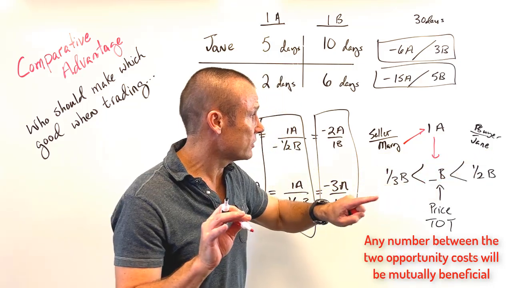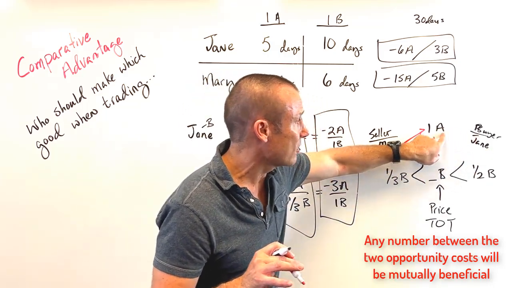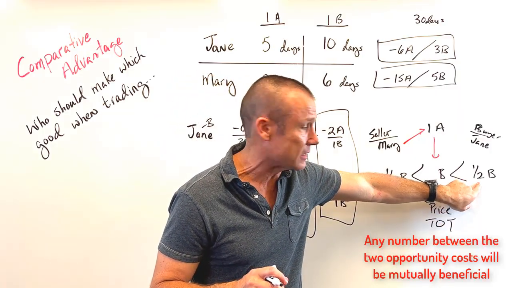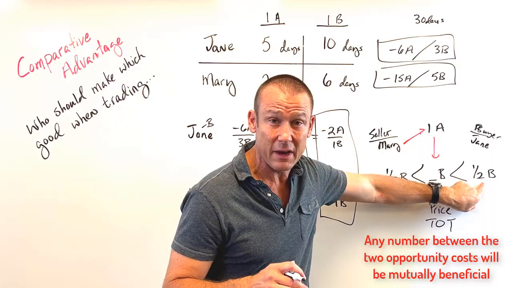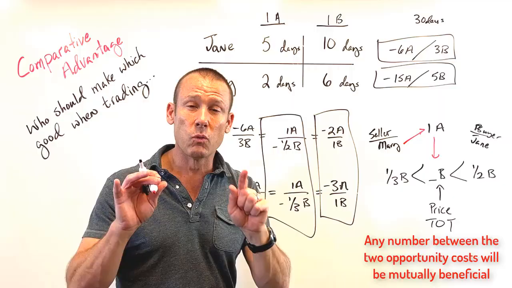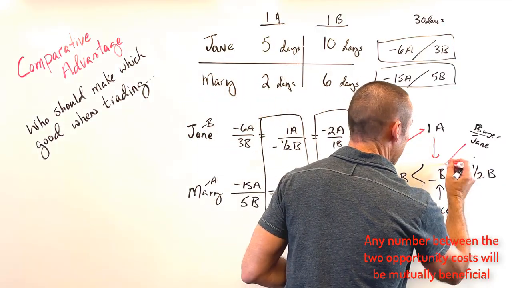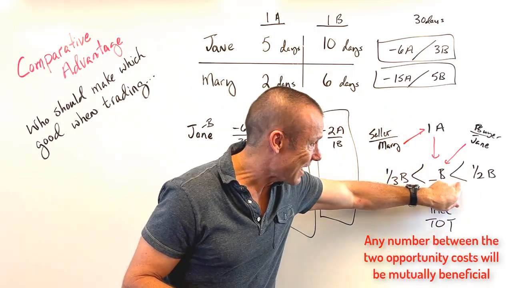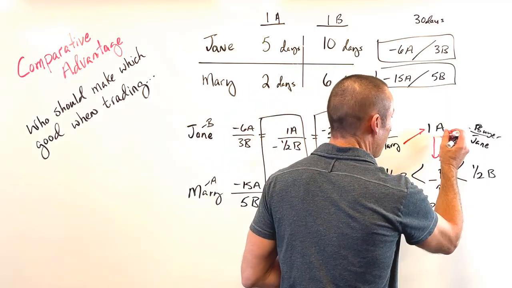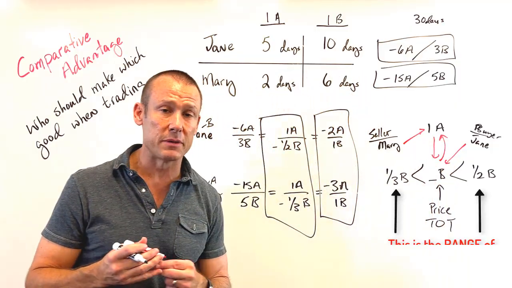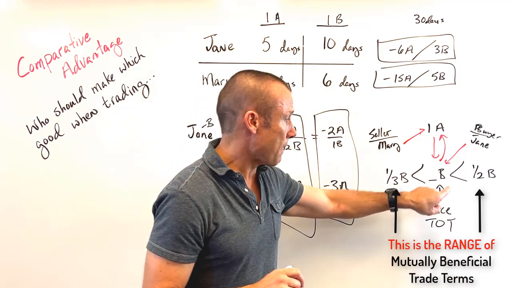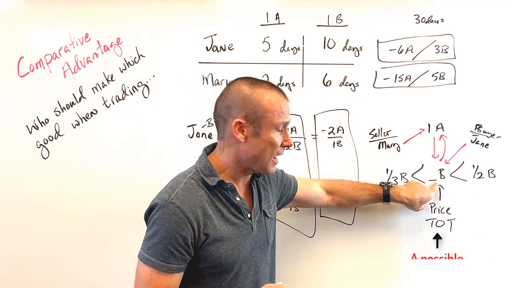Jane, all right, Jane, what does Jane want? Jane wants A. She's the buyer of A. What could she do? Well, without trade, she could just not make 1/2 of B. And with the resources it would take to make 1/2 of B, Jane on her own could make 1 of A. But wouldn't it be great if Jane could make some amount of B that was less than 1/2, and then sell that for 1A? That would be beneficial. That's the range of mutually beneficial trade terms, the possible terms of trade, the possible price.